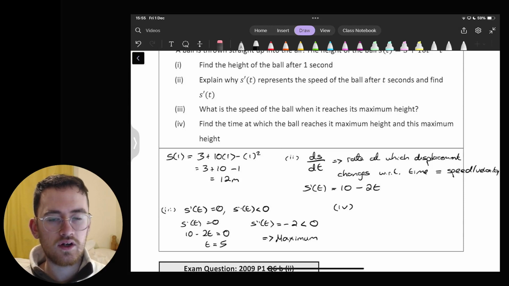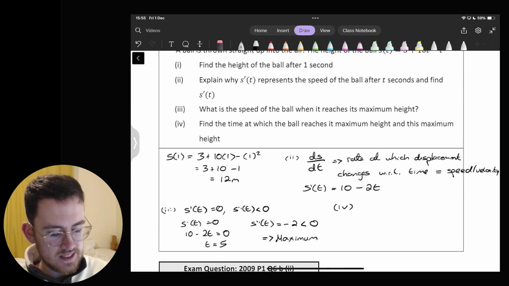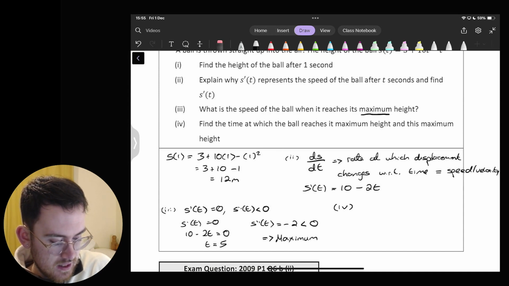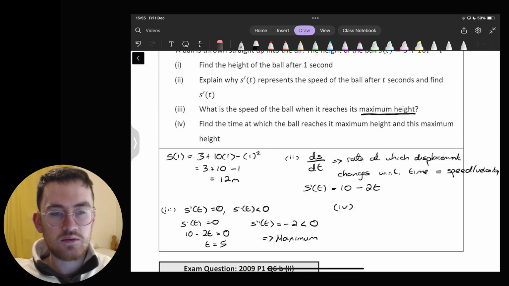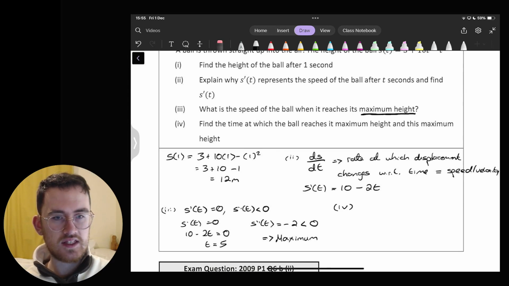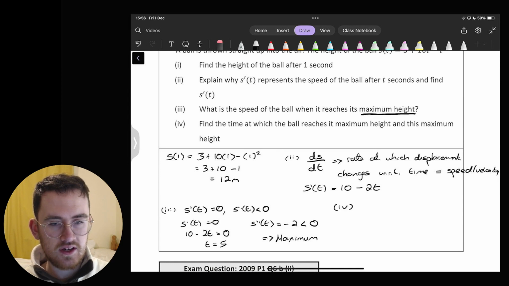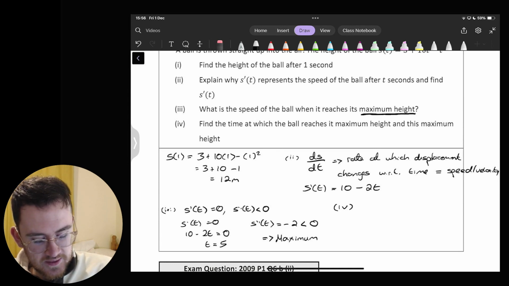After 5 seconds, the ball will reach maximum height, because remember we're maximizing height, and we know as well that at a maximum my speed will be 0, at rest. The speed will be 0. I think I've answered the second part there, first of all. So this is really part V, I suppose.